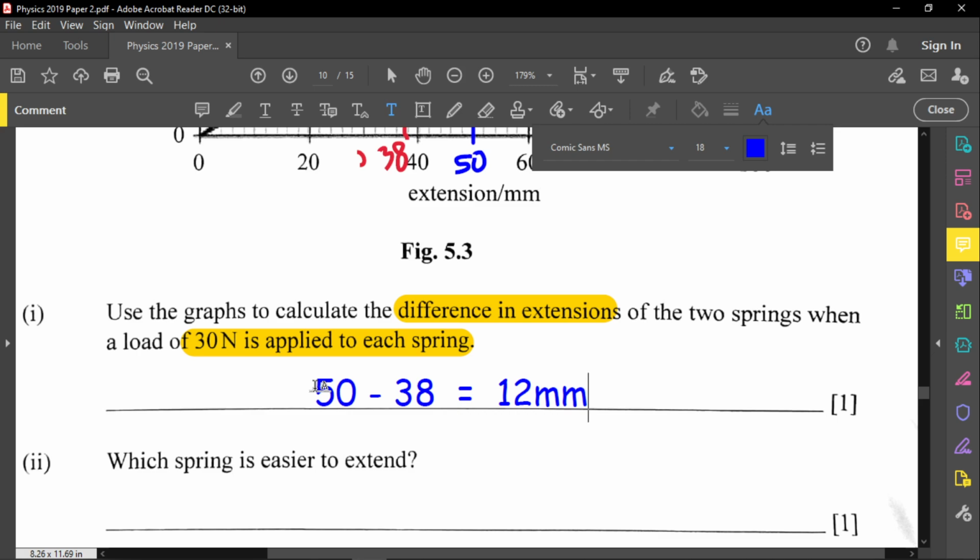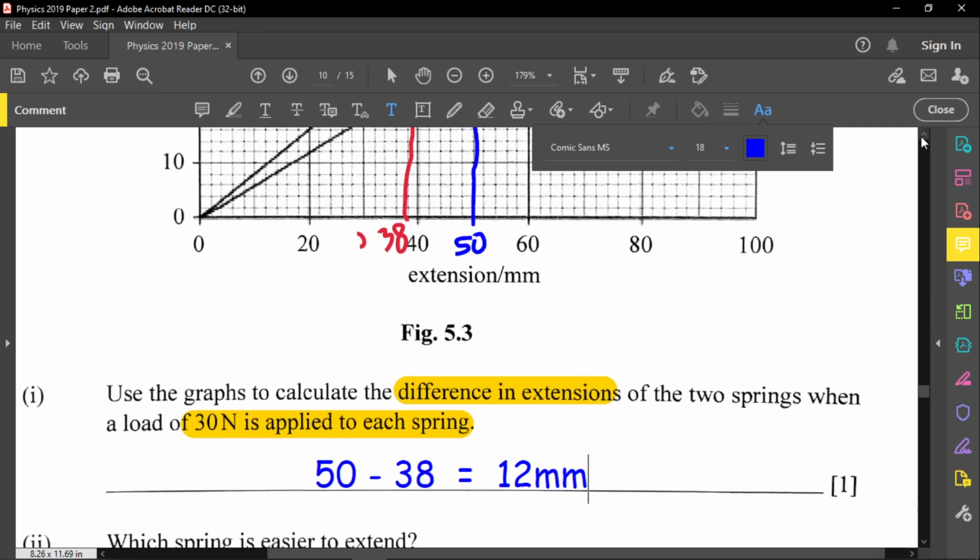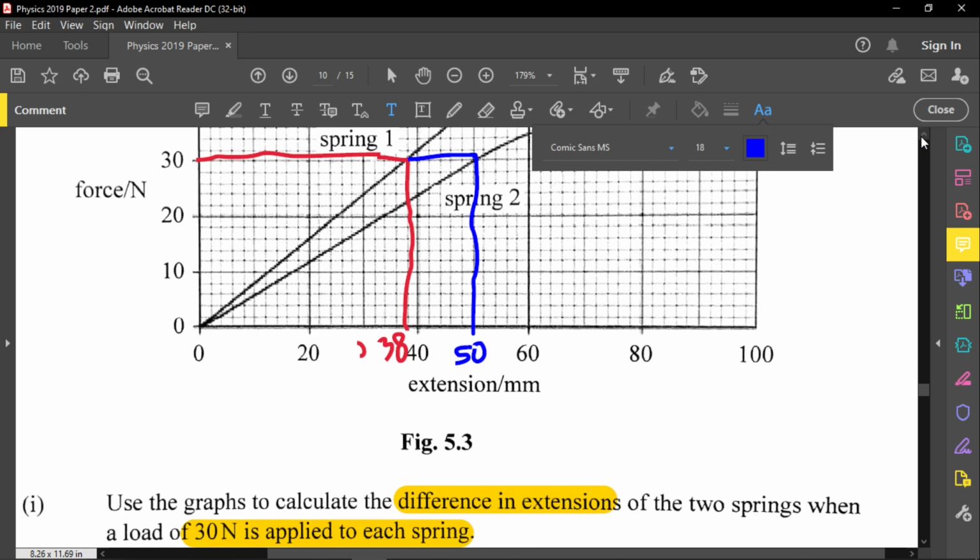So yes, 12 millimeter is the difference between the two of them when a load of 30 Newton is applied to each spring. Okay, great. Now, it said what spring is easier to extend? What that means is that if a small force is applied on the spring, it gives a greater extension.